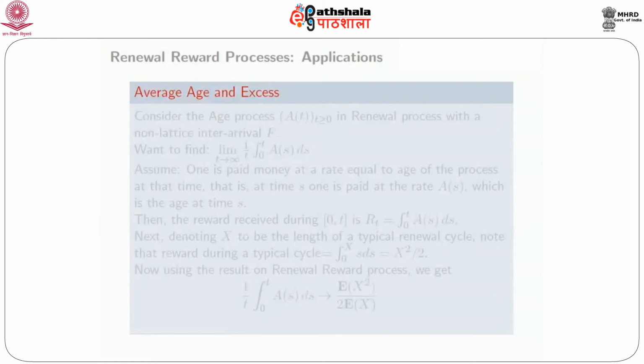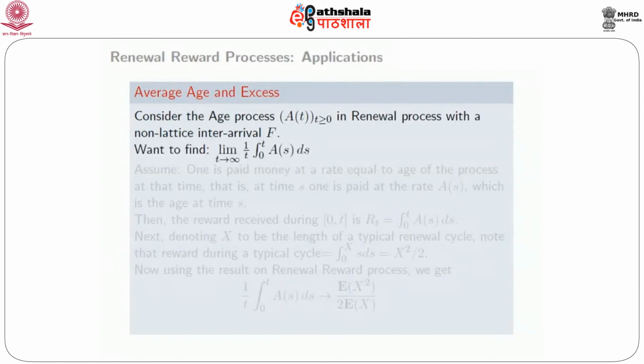Now let's look at average age and excess. We'll again get this by applying the reward renewal process result. So consider the age process A_t in a renewal process with a non-lattice interarrival distribution F. What we now want to find is a very interesting quantity: age averaged over time. Precisely, the integral from 0 to t of A_s ds divided by t, and we want to know the limit of this.